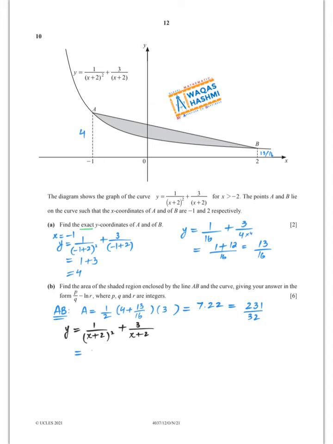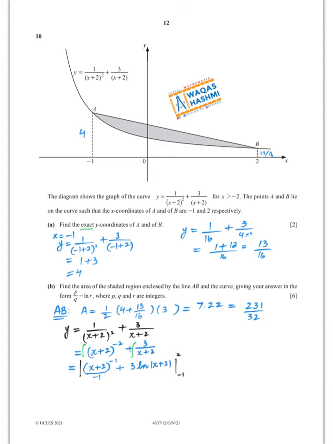Firstly, I will shift the denominator into the numerator. That will be (x plus 2) to the power minus 2 plus 3 divided by x plus 2. And after that, I'm going to start the integration here. Now the integration of (x plus 2) to the power minus 2 will be (x plus 2) to the power minus 2 plus 1, divided by minus 1, plus the integral of 3 divided by x plus 2, which will be 3 times ln of x plus 2. Alright, and the limits we have are from minus 1 till positive 2.